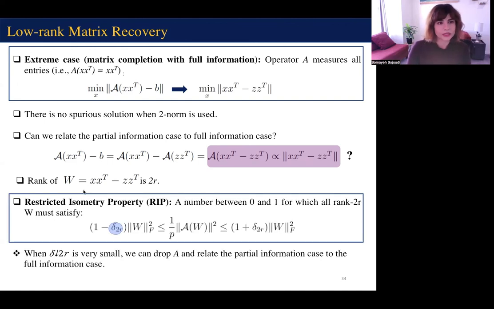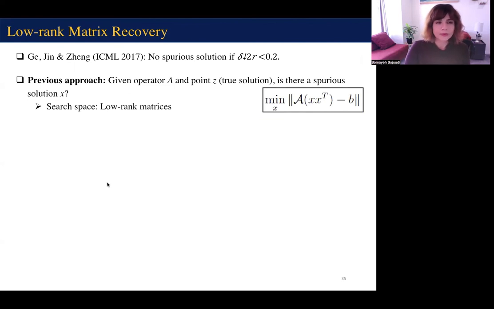Now, it turns out that we can relate these through the notion of restricted isometry property. Restricted isometry property, or RIP, relates the norm of A of W to the norm of W through some constant delta. When delta is really small, that means that we can drop A and relate the partial information case to the full information case. And a recent paper in the ML community has shown that if that constant delta is less than 0.2, then we're good and the problem is easy. But we want to know how sharp this bound is.